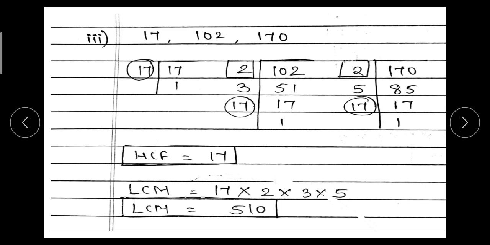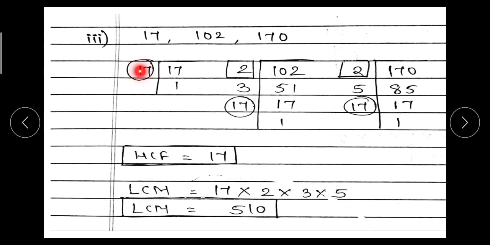Now first we have to take out common numbers to calculate HCF. The common number in all these numbers is 17. See here. 17 is there in all the numbers. So the HCF is 17. Now LCM.